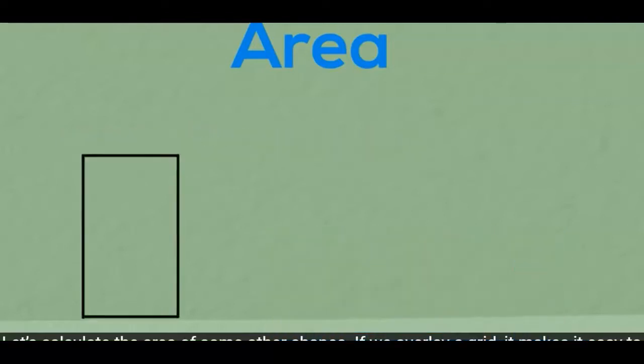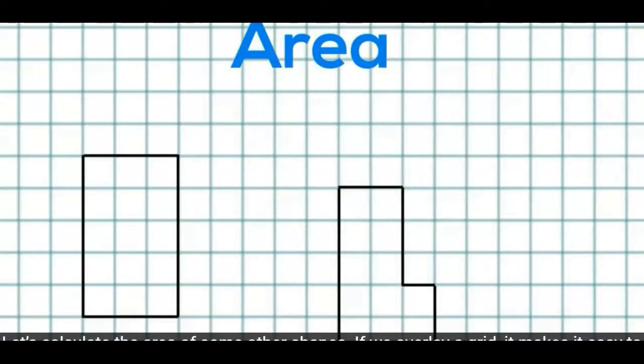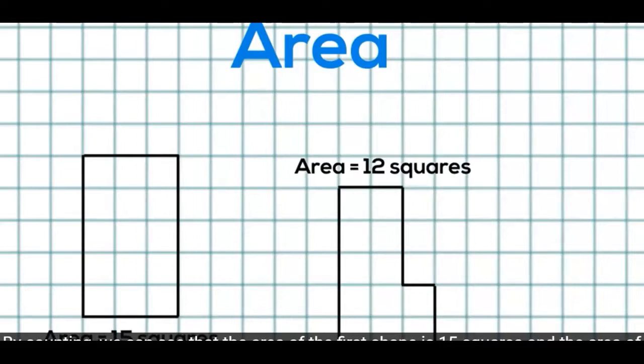Let's calculate the area of some other shapes. If we overlay a grid, it makes it easy to calculate. By counting, we can see that the area of the first shape is 15 squares, and the area of the second shape is 12 squares.